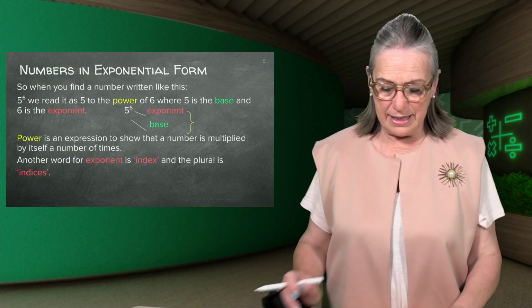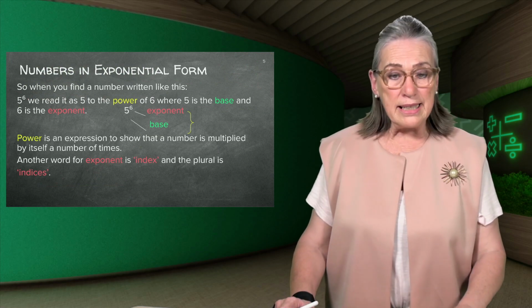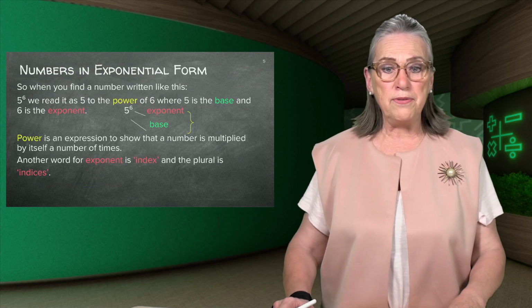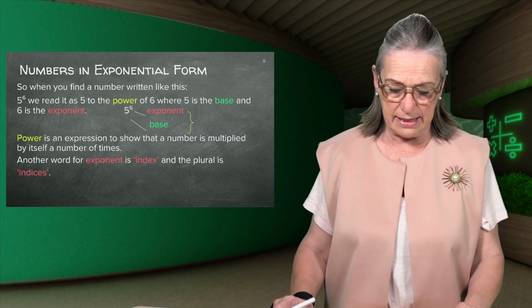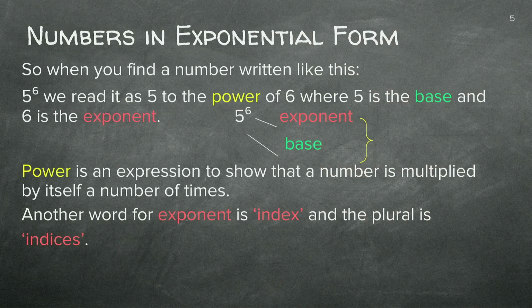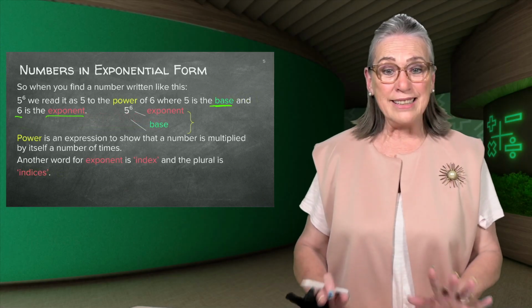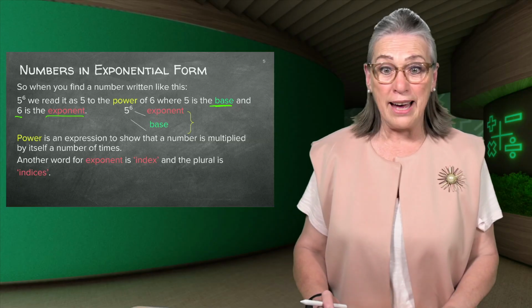Cool. Right. Now, numbers in exponential form. So when we find the number written like this, 5 to the power of 6, for example, we read it as 5 to the power of 6, where 5 is the base and 6 is the exponent. Please remember this. They love to ask this in a test. So again, stop the screen, write this down to make sure that you have this.